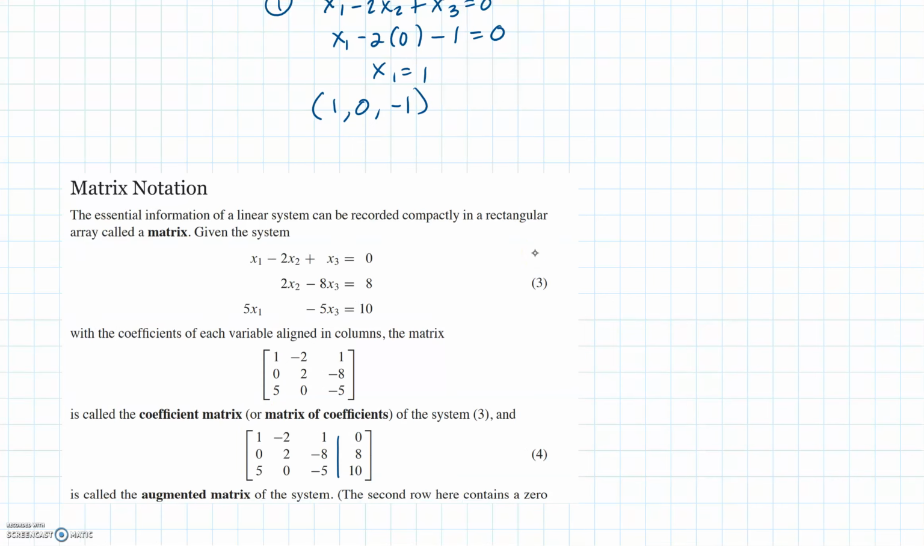And if we add the 0, 8, 10 here, sometimes I like to put a line there, but sometimes the book does not. It's called the augmented matrix when you add the 0, 8, and 10 as a fourth column.